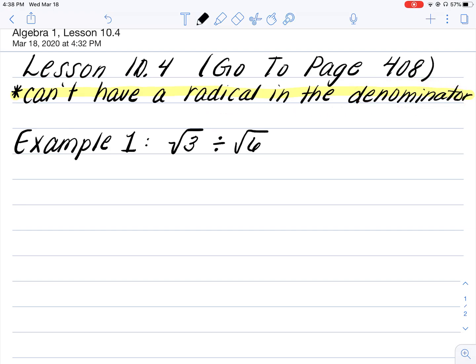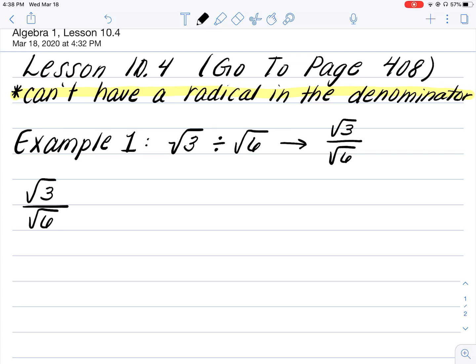So we're going to start off by working on example 1. As you can see here, it says radical 3 divided by radical 6. Every single time you have it laid out like this, you should write it more like a fraction. Maybe for some of you, you're like, I don't like fractions. But that's what you want to do, and this is what you're going to more commonly see. So I'm going to rewrite it over here.